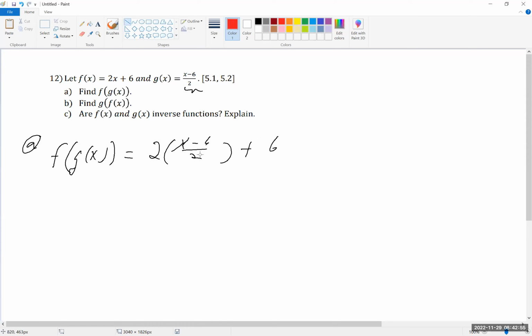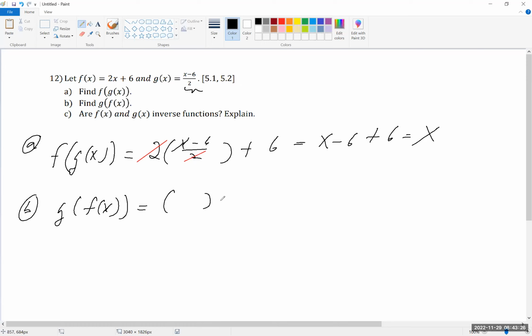And using my fancy cancellation pen, I end up with x minus 6 plus 6, which is x. And then now I need to find g of f of x, which is, so it's g. And inside g, I plug in f. So notice that my 6s are going to cancel. And I'm left with 2x over 2. And that leaves me with x.